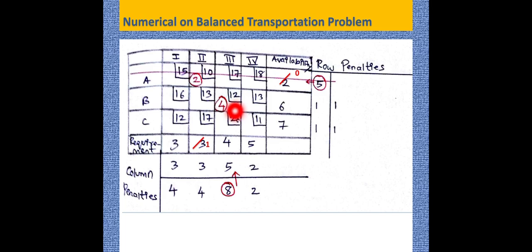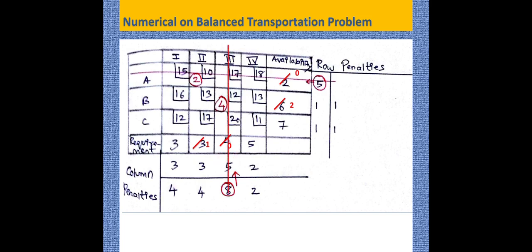Here the least cost is 12. So compare 4 and 6. Since 4 is minimum, that has been allocated here. Later that has to be reduced from availability and requirement. So 4 minus 4 is equal to 0, 6 minus 4 is equal to 2. Since this particular column is satisfied, this has to be eliminated. That has been struck off.